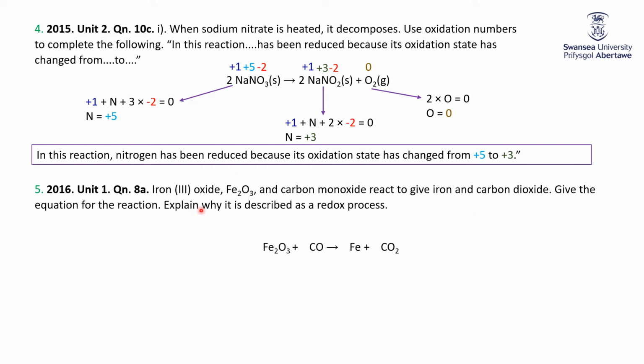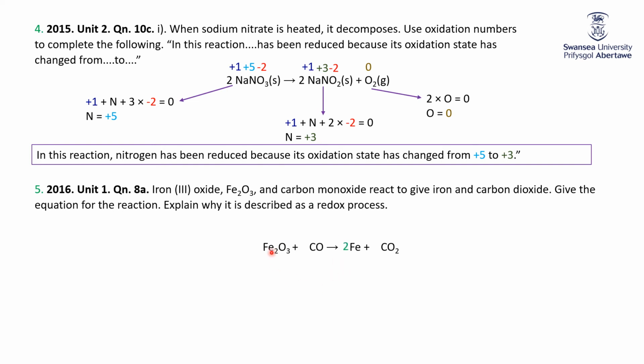Question 5, again, we got a nice little reaction. Iron 3 oxide, Fe2O3, plus carbon monoxide, give iron and carbon dioxide. Give the equation for this reaction, and explain why it is described as a redox process. And it gives us this to start with, but you can tell it is not balanced.